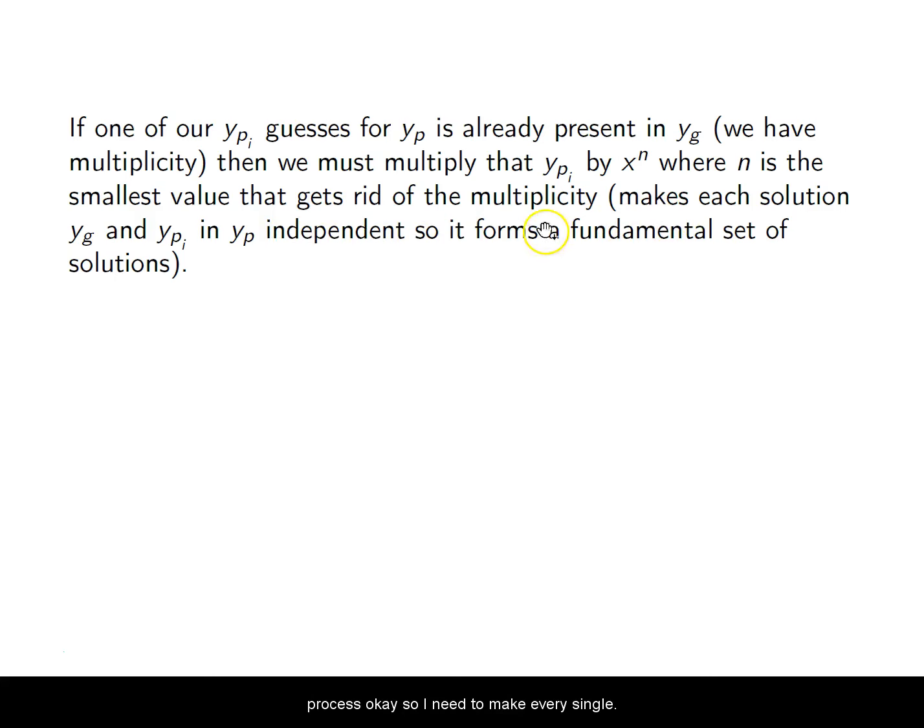Okay, so I need to make every single guess in my particular solution independent, and all of the forms of my solution in my general solution also have to be independent. Okay, so everything has to be independent. It has to form a fundamental set of solutions, meaning they have to be linearly independent, right? So if I threw them all in the Wronskian, I should not get out 0, right? That's basically what we're saying here. Okay, so let's start with an example, right? Let's go through these steps.